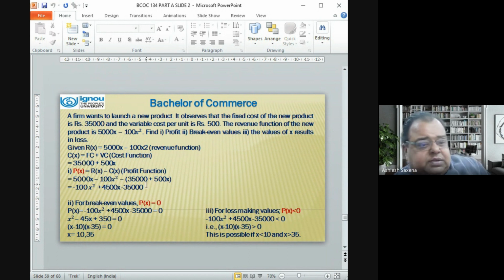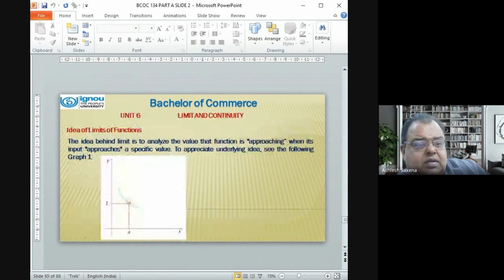This function is related to your break-even. Break-even means no profit, no loss. If you are in loss, that means this will be negative. And this is negative only when x is less than 10 or x is greater than 35. You can see that all the three values have been evaluated. This is something related to limits and continuity, and we will be doing it in the next session.